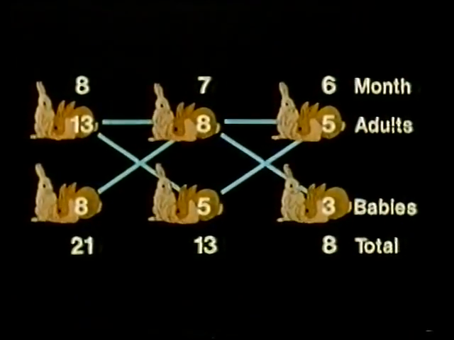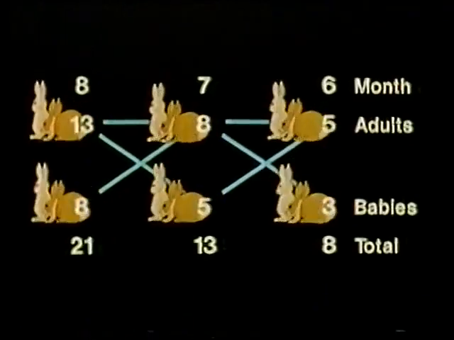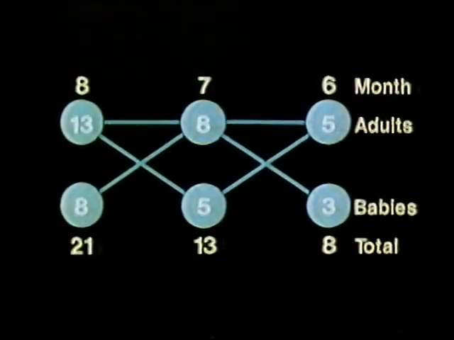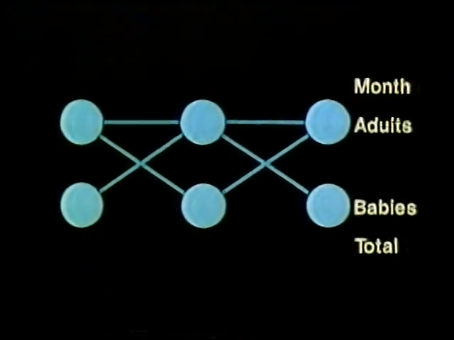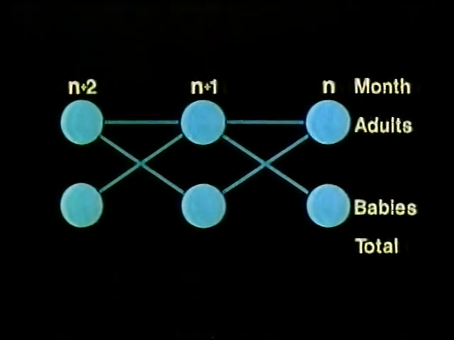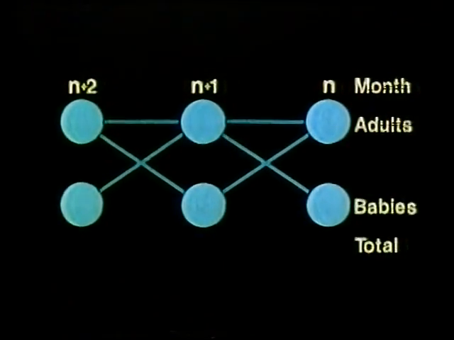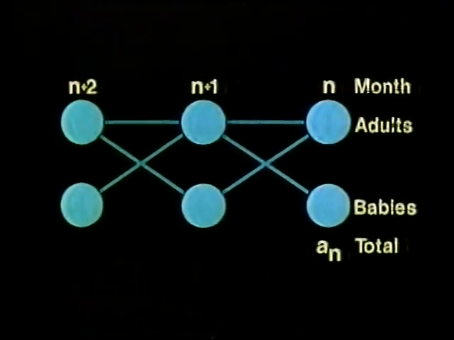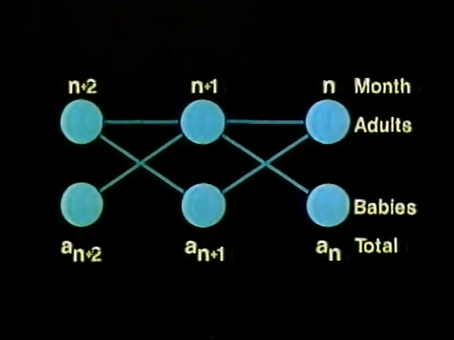Now we're interested really in trying to find a general formula for the total number of rabbit pairs in each month. So let's look at what happens in the nth month, and think about what happens when we go from the nth to the n plus first, and then to the n plus second month. Let's have a symbol for the total number of rabbit pairs in the nth month. We'll call it a_n. Then the total number of rabbit pairs in the n plus first month is a_(n+1), and in the n plus second month it's a_(n+2).